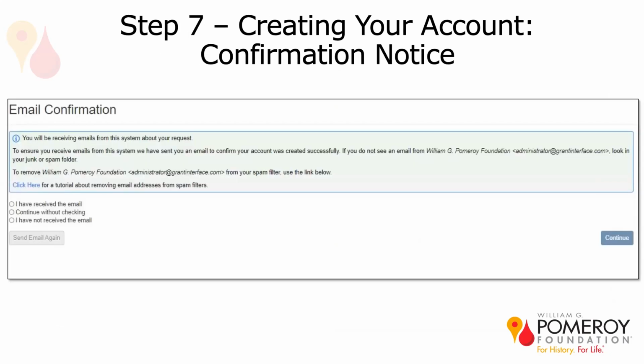After you complete these steps, you will see a prompt asking if you received your email confirmation. Check your email inbox to make sure you received it. The email will be from administrator@grantinterface.com, and the subject line of your email will say, William G. Pomeroy Foundation, registration for online application. Confirm the status of the email and click Continue.